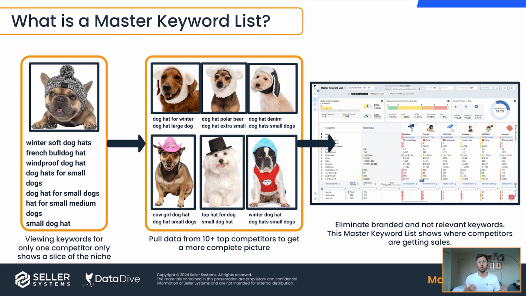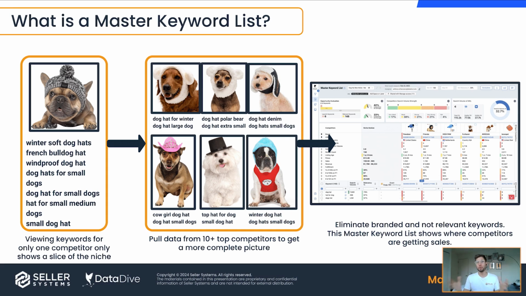Now, if I were to look only at the keywords coming up for one single product, it's going to give me a very limited view of what we call a niche. For example, let's say we're looking at this product, which is a dog hat. If I look at just one single product and the keywords associated with that product, I'm going to see a small fraction of all the different ways that people are searching, or could conceivably search, for a product. Here you can see we've got a handful of different keywords, but if I only look at this one product, it's just going to show me a slice of that niche.